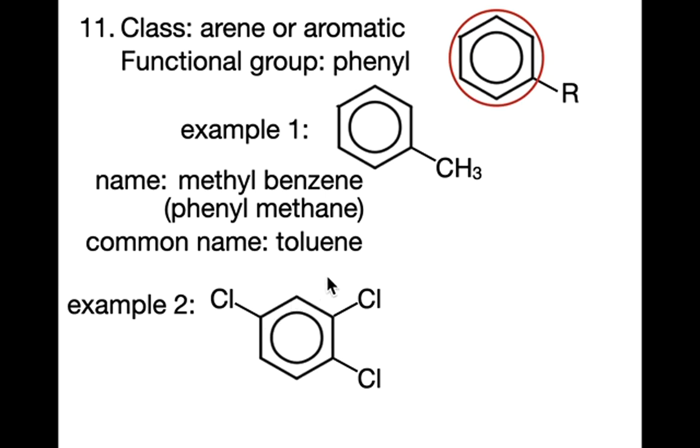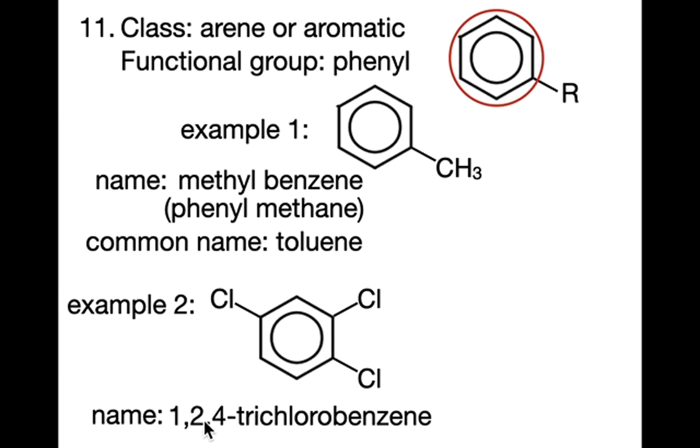All right, so we have 3 chlorines, so it's going to be trichloro. But when we number the ring, we want to get the smallest numbers possible, which would be, this would be carbon number 1, 2, 3, 4. So that gives it 1,2,4-trichlorobenzene. If you were to number it in the other direction, it would be 1,3,4, which are higher numbers.